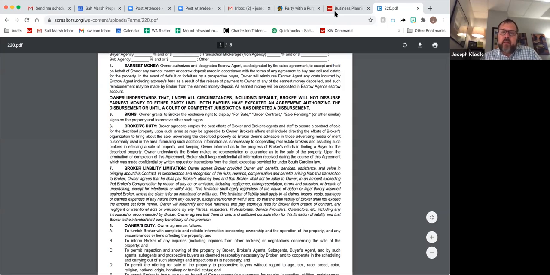Paragraph 5 just simply says that you will have exclusive right to display for sale signs, under contract, sale pending, or other similar signs on the property. And that they remove any other signs, meaning I'm going to be the only sign that's there because it is an exclusive right to sell listing agreement. We'll come back to that. We're going to talk about the coming soon here. It's addressed specifically. Then this goes through the duties, right?